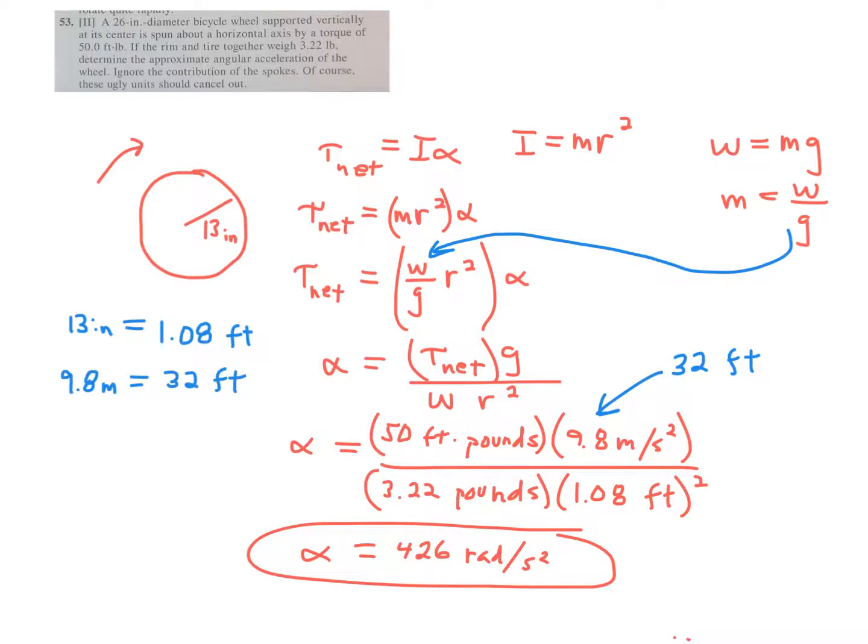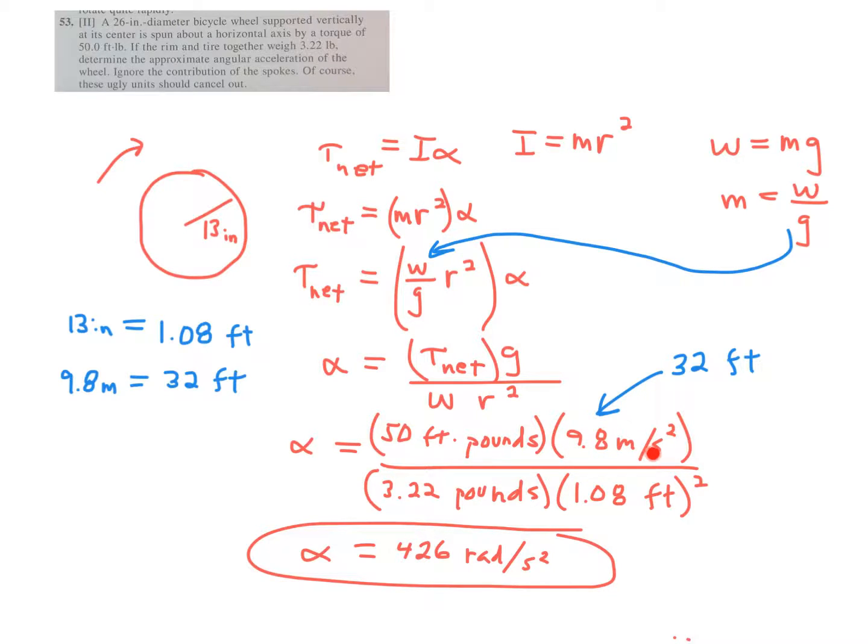All right. Then I'm going to take this whole equation right here and solve for alpha. So alpha then is equal to torque net times g over W r squared. So you can check that all out. That works out. And I'm given torque net, and watch, now I'm going to be really careful with the units. The torque that's given is in English, 50 foot-pounds.